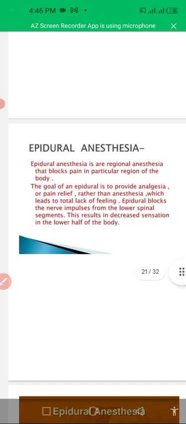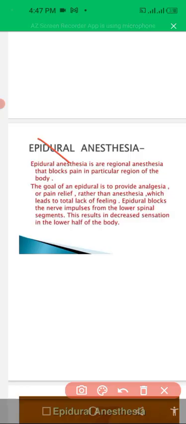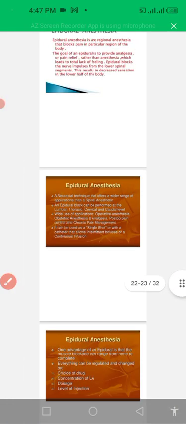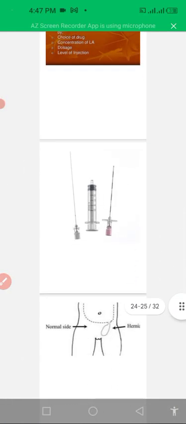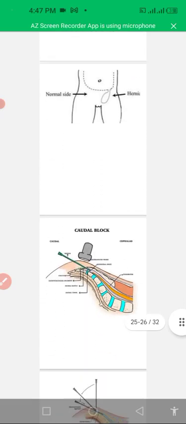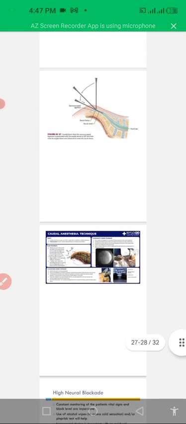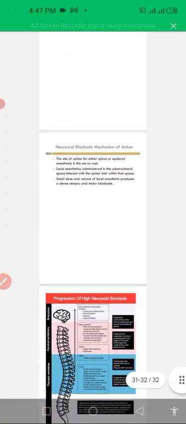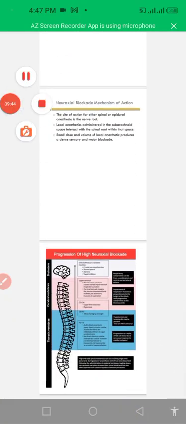Another one is neuraxial anesthesia, epidural anesthesia. Epidural is regional anesthesia that blocks pain in a particular area of the body. The goal of epidural is analgesia for pain relief rather than anesthesia, which leads to a total lack of feeling. Epidural blocks nerve impulses in the lower spinal segments, resulting in decreased sensation of the lower half of the body. So this is a thing that you have to keep in mind. This is a needle for epidural anesthesia, and we perform it. Another one is caudal block, which we will be discussing in another slide. So you have to take care of these things.